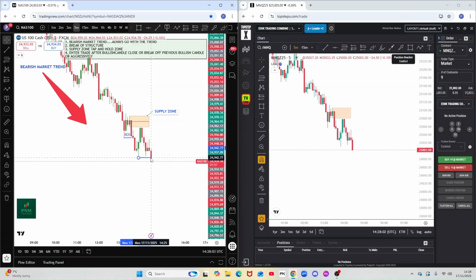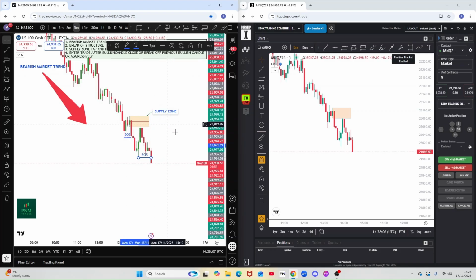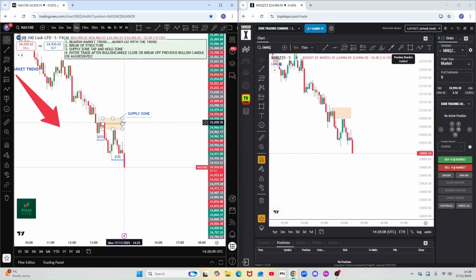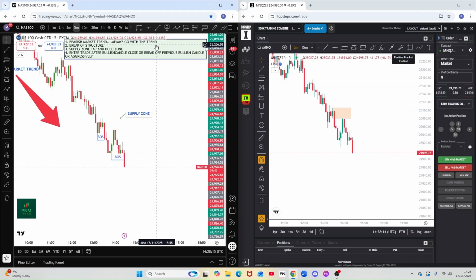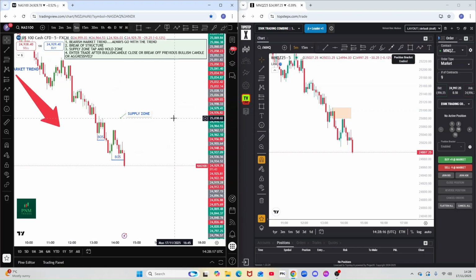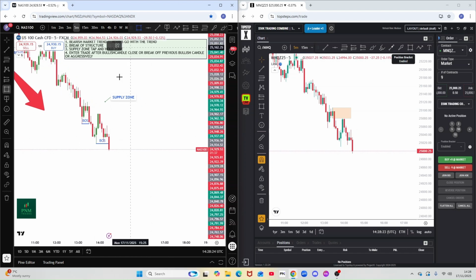So we have another break of structure here. Let's see. So I'm going to delete this. Then the most recent supply zone now is this.